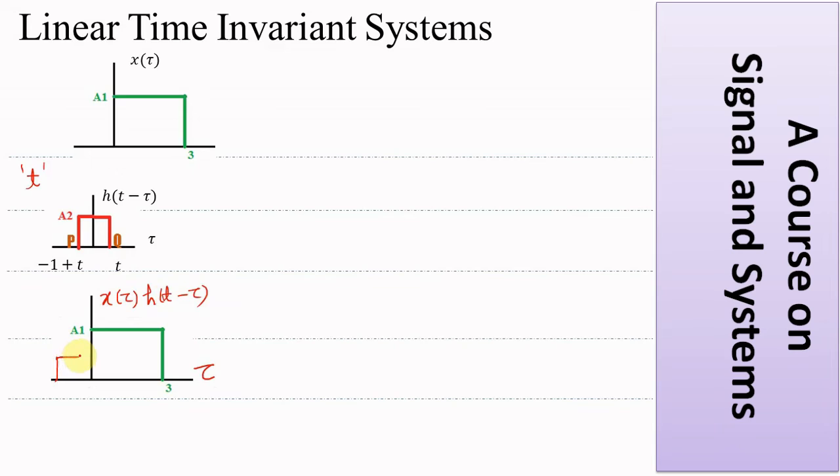When q is behind this, my p is here and my q is here. If q is behind the starting point of x of tau, which is tau equal to 0, there is no overlapping. And the q point is nothing else but t. And remember, p is basically t minus 1.